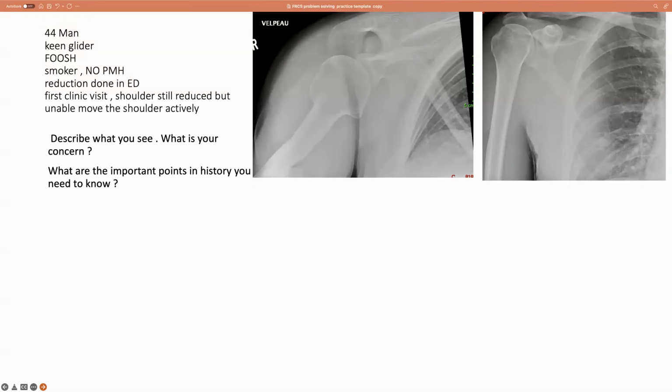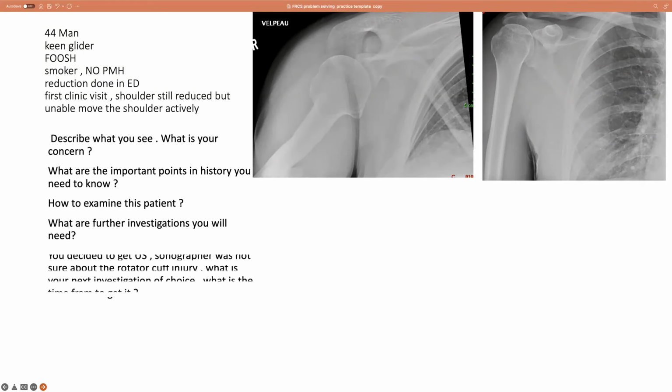What are the important points in history you need to know? How to examine this patient? What are further investigations you will need? You decided to get ultrasound scan. The sonographer wasn't sure about the rotator cuff injury. What is your next investigation of choice? What is the time frame to get that?